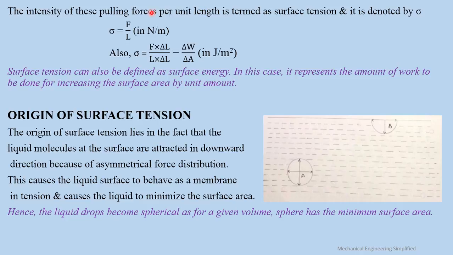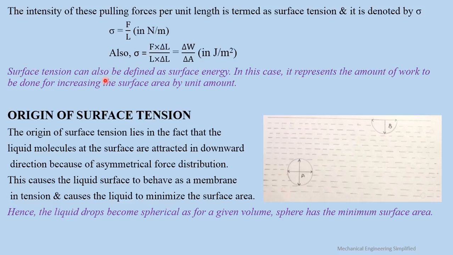It is denoted by sigma, that is given by F by L, where F is this pulling force and L is the length. Unit is Newton per meter. Also, if we multiply and divide the numerator and denominator by delta L, sigma can also be written as F into delta L upon L into delta L. This becomes delta W, meaning change in work, and L into delta L is change in area. This comes in the terms of work done per unit area.